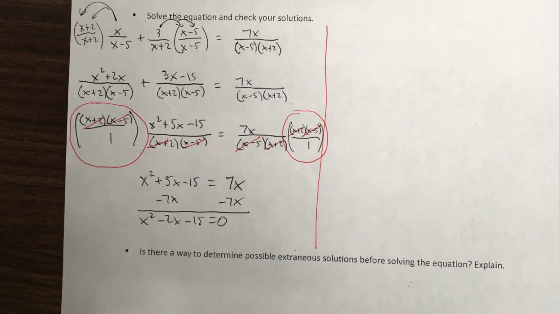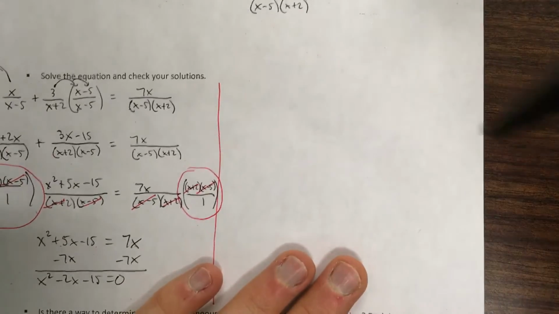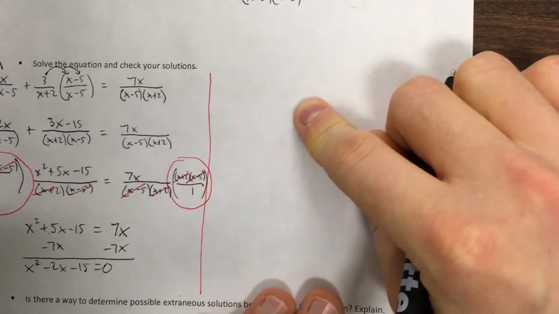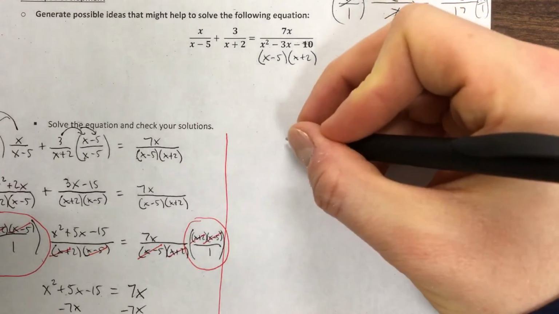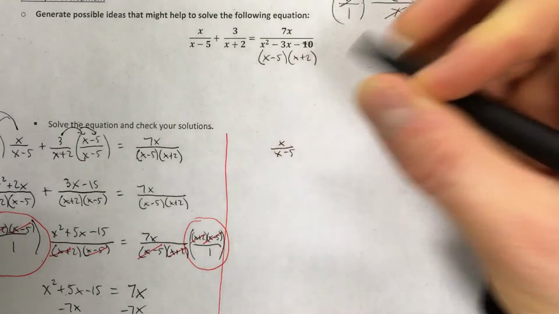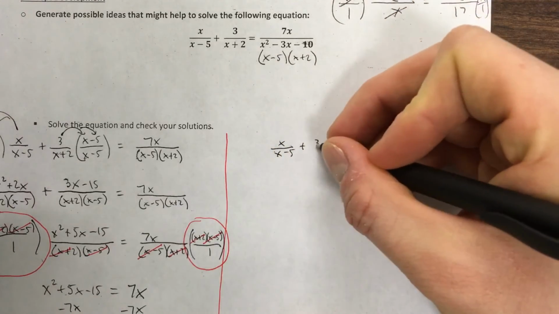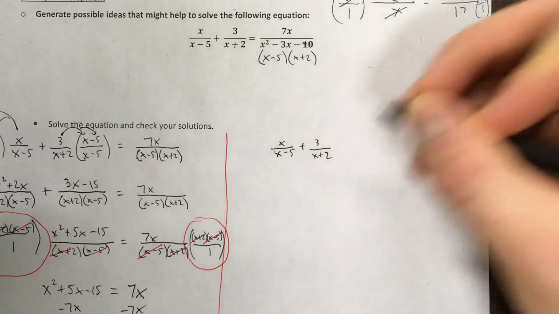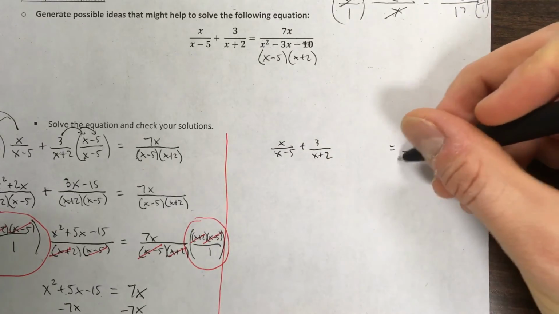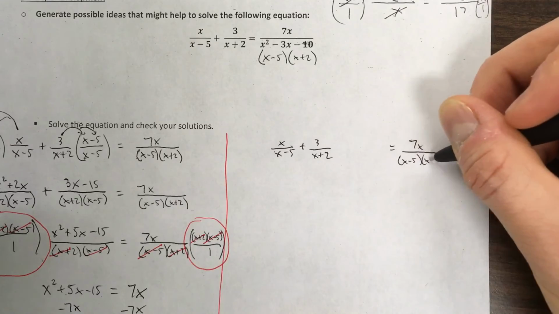So in class, what we talked about is, hey, what if we did that initially? What if we did that from the start? What if we said, I'm going to write this equation again, see if we end up in the same place. What if we did x over x minus 5 plus 3 over x plus 2 equals 7x over x minus 5, x plus 2. I'm writing small because I'm going to need space.